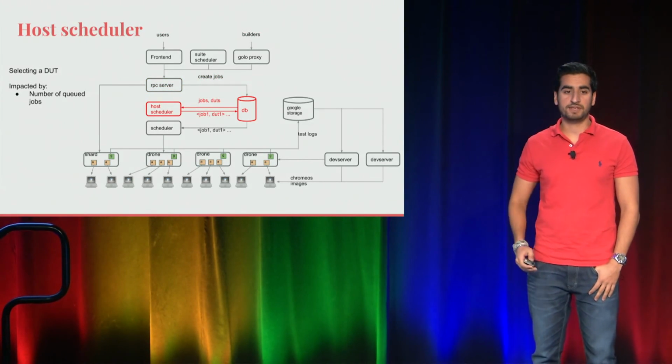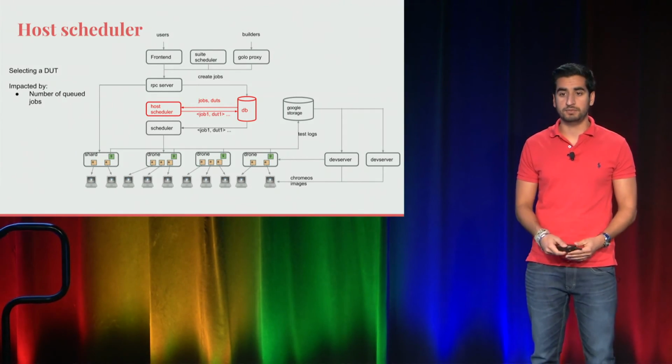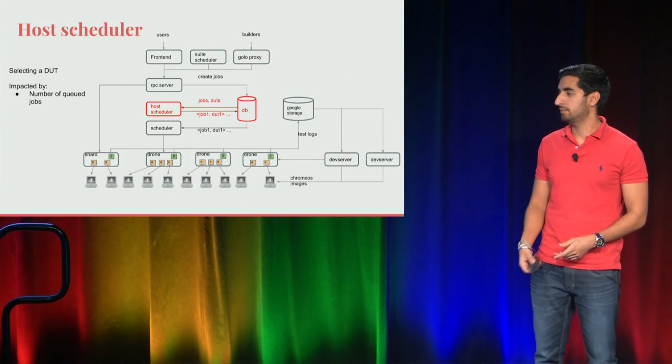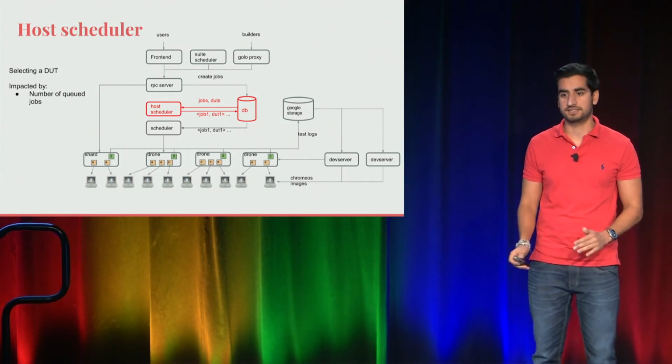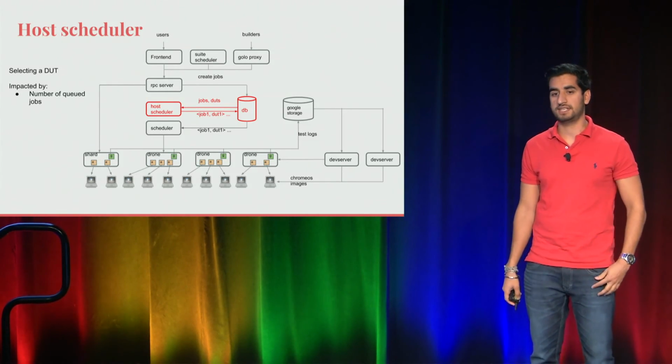So we have these 2,500 devices. They're all in different states at any time. They can either be ready, they could be running a test, they could be verifying for a new test, or a bad state would be repair failed, where our automatic repair processes didn't work, and this device should not be used for testing. So the host scheduler looks at the database and sees what tests need to run.